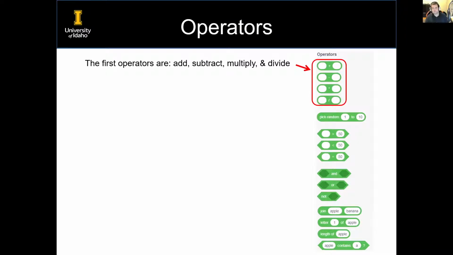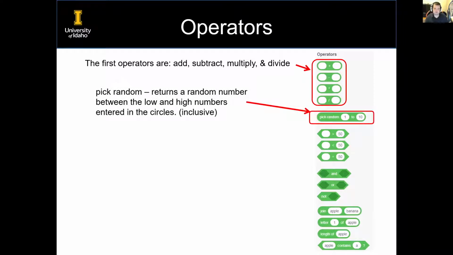The first couple ones are pretty self-explanatory. We've got addition, subtraction, multiplication, division. Pick random we've used before. It comes back with a random number, and it includes the numbers that are on both sides. And that's actually an important idea whenever we start getting into later programming: is it inclusive or not? Some aren't inclusive, and some are inclusive.